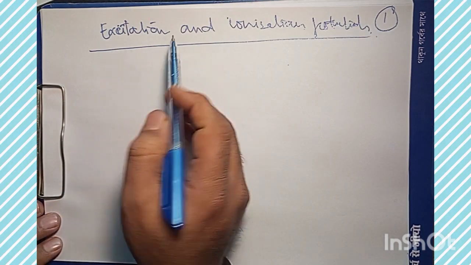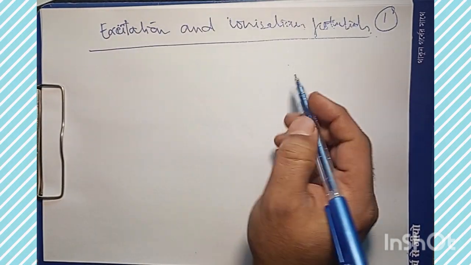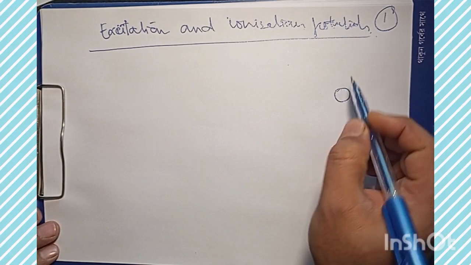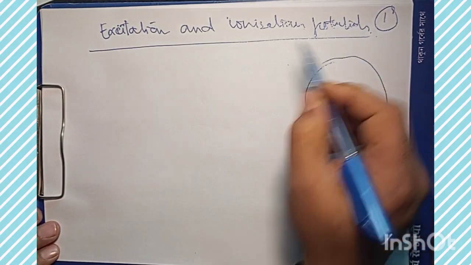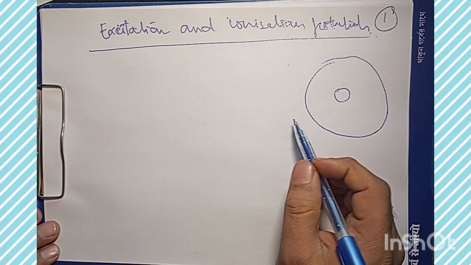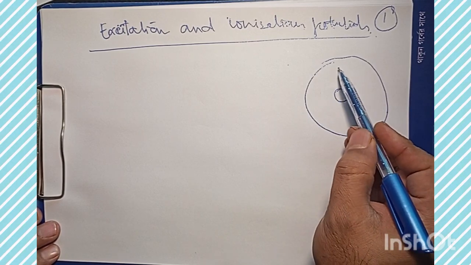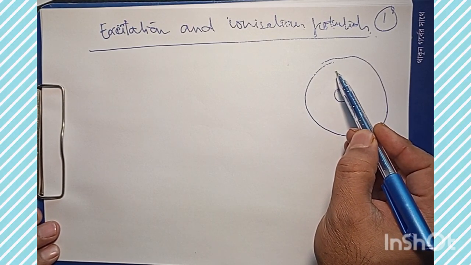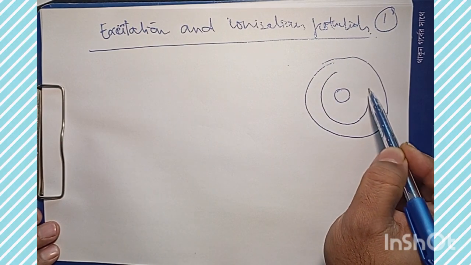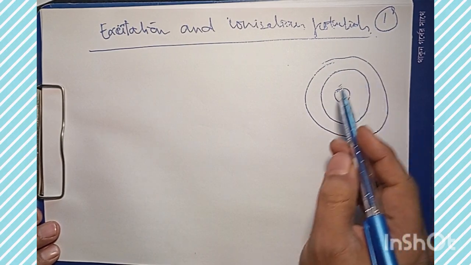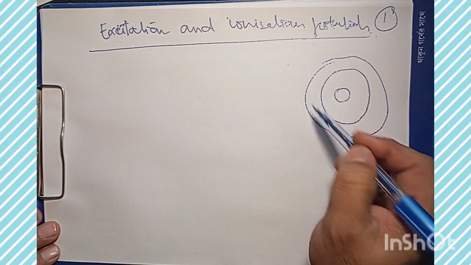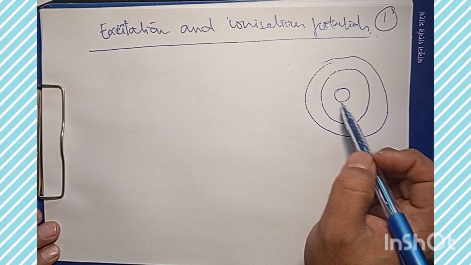Now, let us define these two important terms: excitation potential and ionization potential. We have a nucleus and orbits around the nucleus. According to Bohr's theory, in an atom there are certain discrete energy orbits, stationary, non-radiating orbits, in which electrons can revolve without radiating energy.